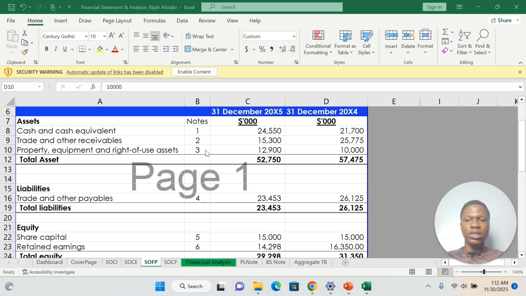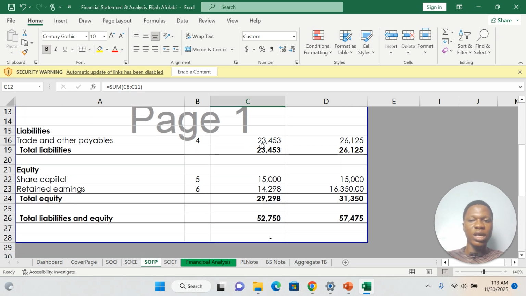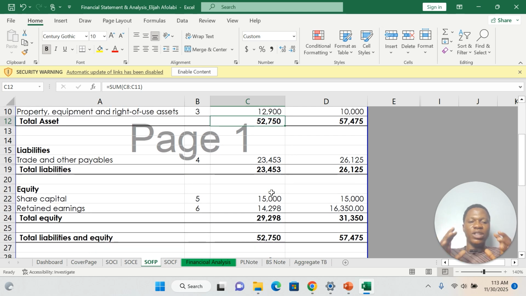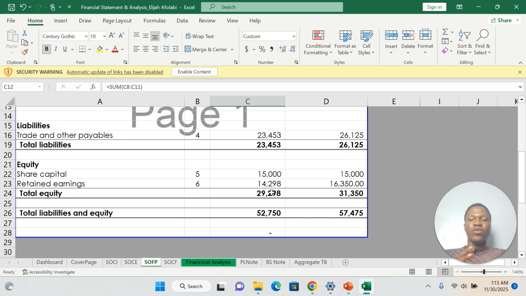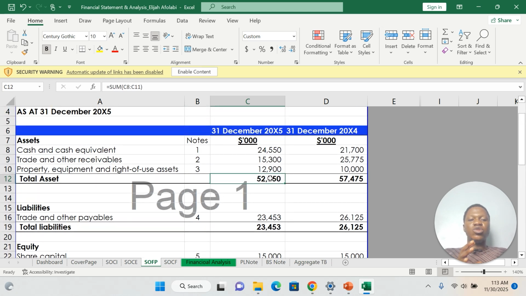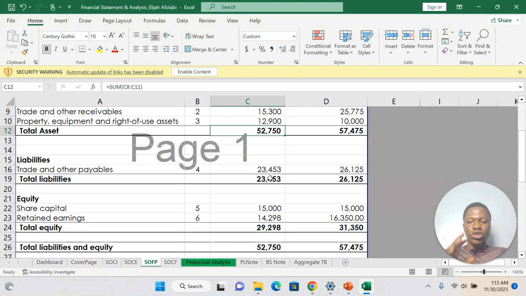And of course, we can then see what the asset looks like in 20x5, that's the property, plant and equipment as was explained earlier on. And we also see what the liability looks like, which is trade and other payables. And of course, the equity, because a statement of financial position, as mentioned earlier on, should show the assets, the liability and the equity. And the liability plus equity, whatever figure it is, must be the same as the total asset. So that is what a statement of financial position shows.